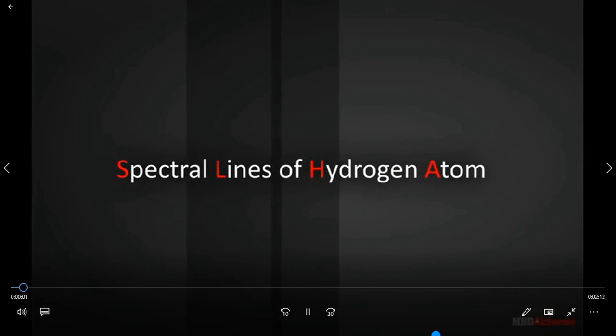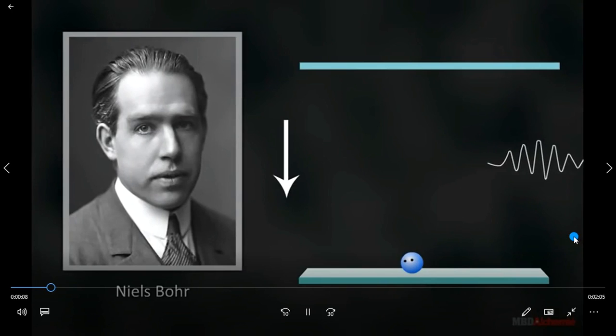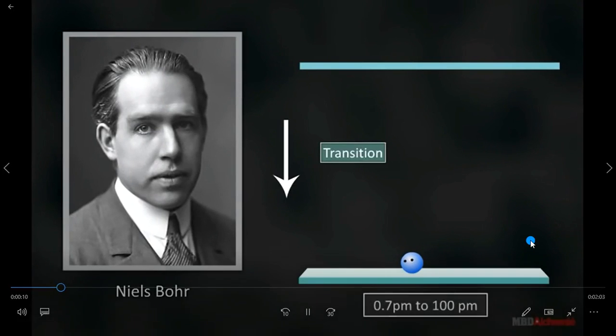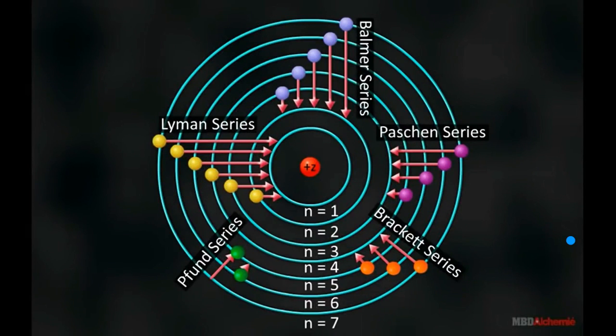Spectral lines of the hydrogen atom. According to Bohr's third postulate, when an atom makes a transition from a higher energy state to a lower energy state, the energy is radiated in the form of a photon having a certain frequency. The spectral lines arising from the transition of electrons of an atom from higher energy states to a definite energy state form a spectral series.